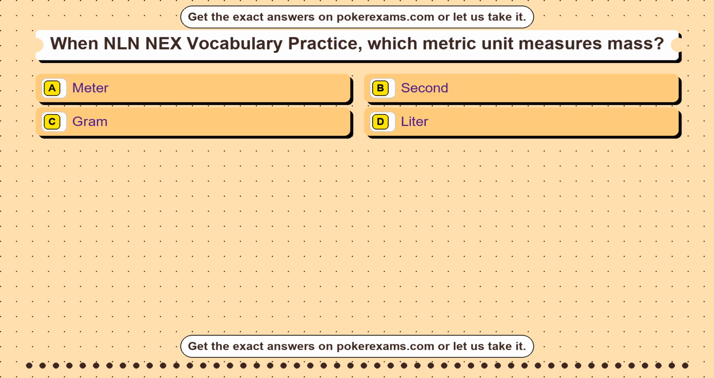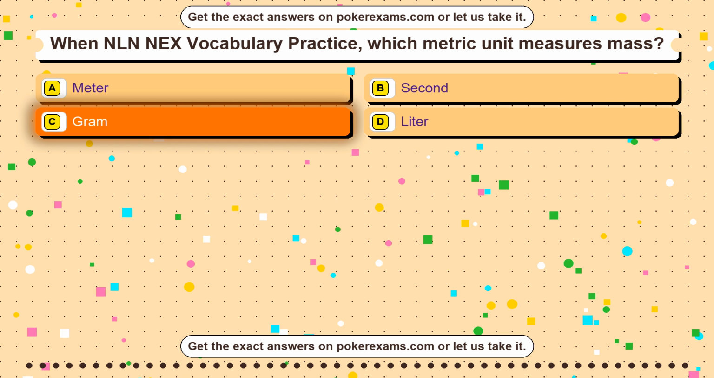Question 39. When get test prep, which organism is a producer? Option A, hawk. Option B, mushroom. Option C, grass. Option D, rabbit. The correct answer is option C.